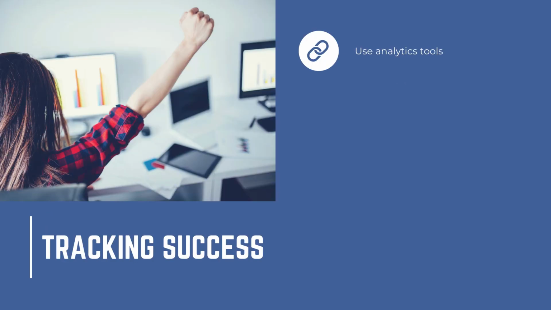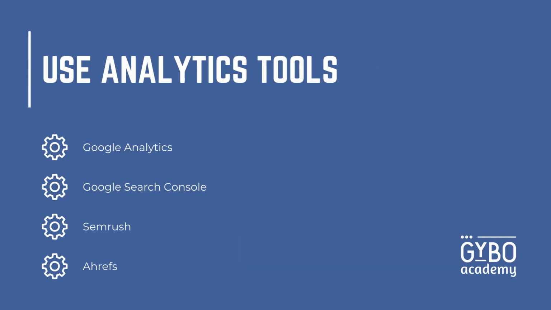All right, so the last thing we're going to talk about is tracking success. You need to know if your search engine optimization is actually working, because if it's not, then you might want to try other things to help with it. So you can use analytics tools to do that. Analytics tools include things like Google Analytics, which I mentioned briefly earlier, but I'll talk a little bit more in depth now, Google Search Console, which we've already looked at, SEMrush, and Ahrefs.